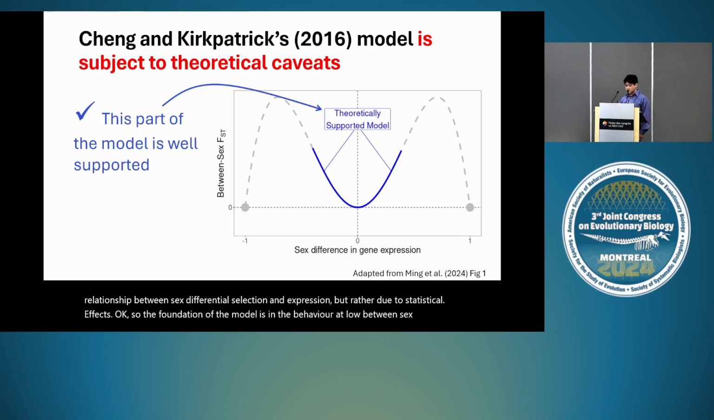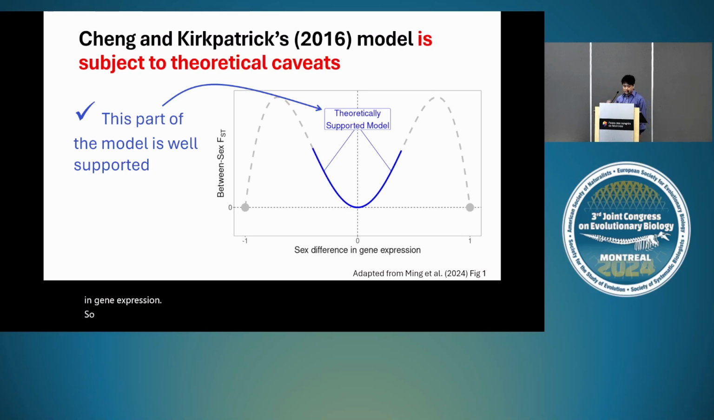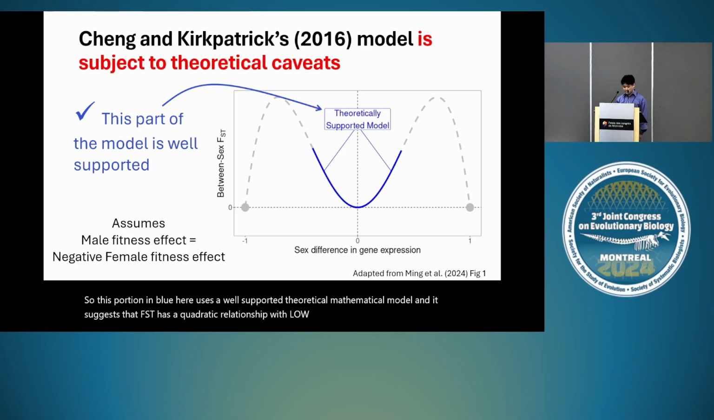Okay, so the foundation of the model is in the behavior at low between-sex differences in gene expression. This portion in blue here uses a well-supported theoretical mathematical model, and it suggests that FST has a quadratic relationship with low differences in expression. This portion of the model also makes some important assumptions, a main one being that selection is equal and opposite between the two sexes. So this means that if an allele has a fitness effect of S in males, it's going to have a fitness effect of negative S in females. So overall, we think that this portion of the model is well-supported and it's good.